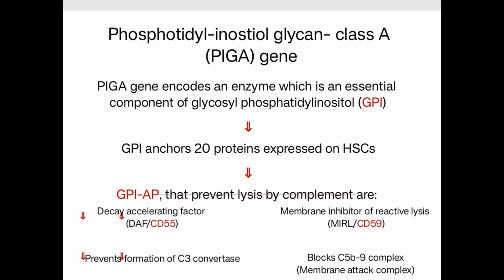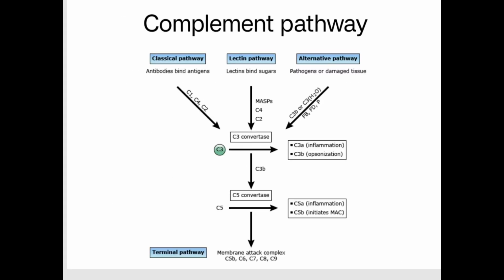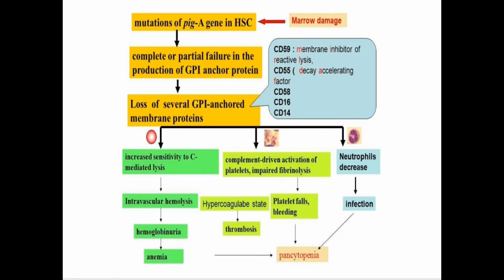Before moving forward, we will understand the complement pathway. So as we all know, there are the classical, lectin and alternative pathways. They converge on C3 convertase, which leads to C5 convertase, and the terminal pathway is the membrane attack complex, which is C5 to C9. So there are two regulators, DAF and MIRL: decay accelerating factor and membrane inhibitor of reactive lysis. CD55 inhibits the C3 convertase, and CD59 inhibits the C5 to C9 complex.